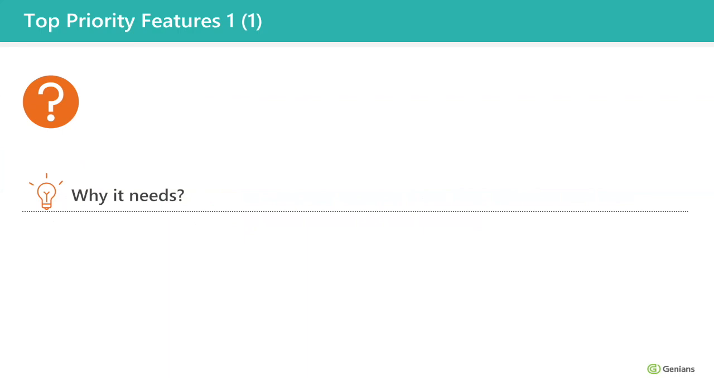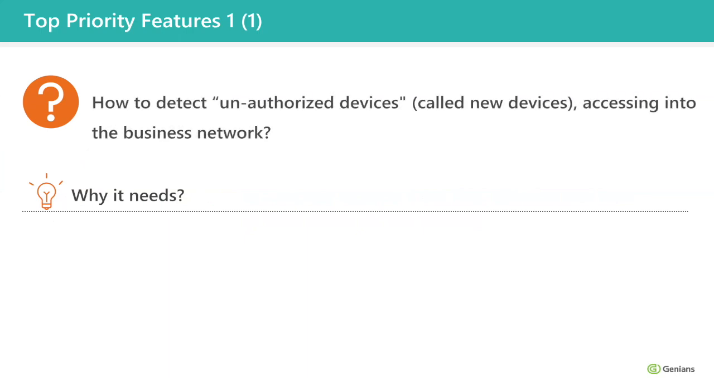Today, I organized these top priority feature steps from what customers question and why it is needed and how Genian NAC can cover it. Okay, the first question, how to detect unauthorized devices, called new devices, accessing the business network.